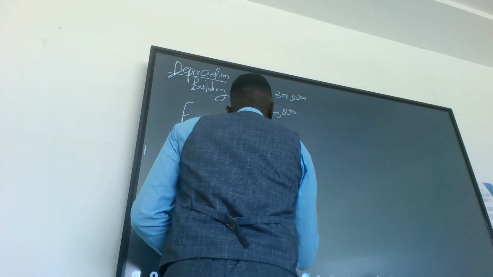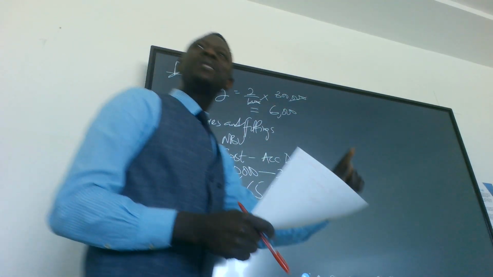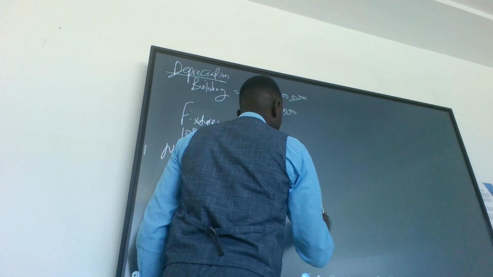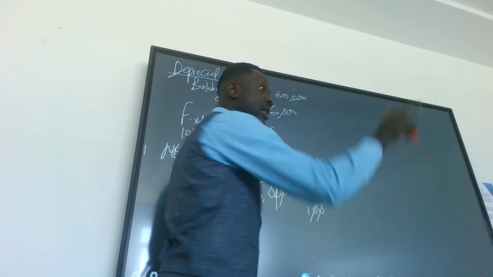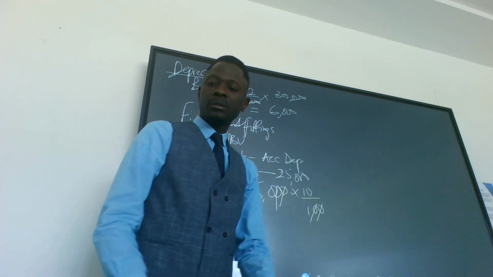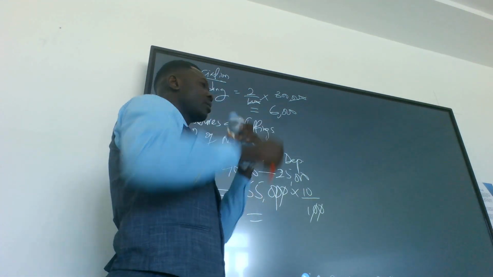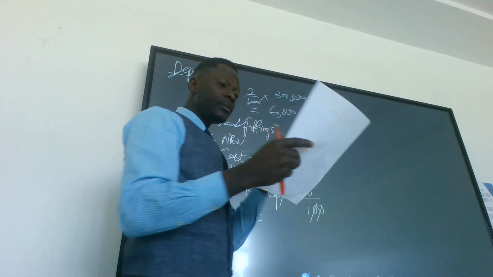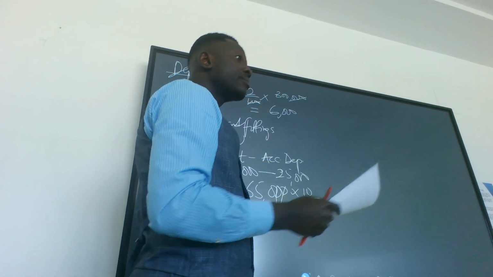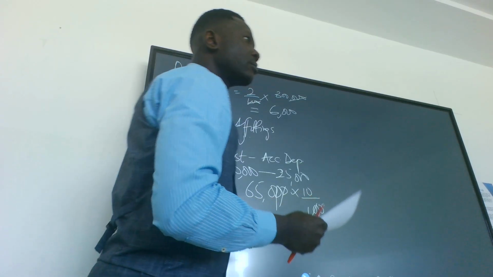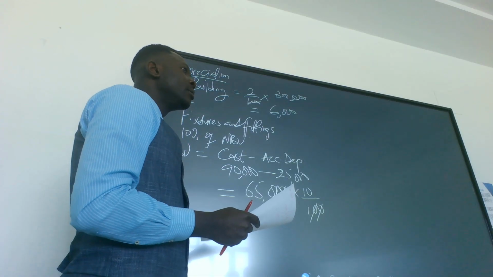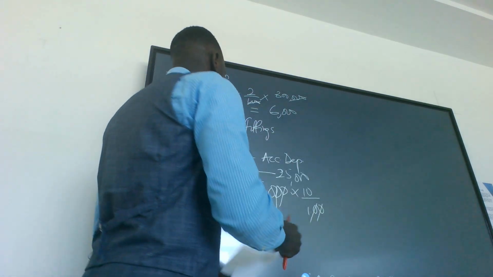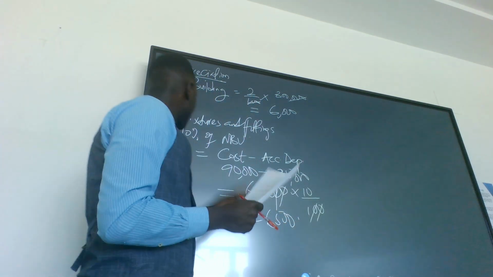65,000. So they said 10% of NBV, which simply means 10% of this, times 10 over 100. 650 times 10 is 6,500. Thank you. Do you get that? Yes. That's fixtures and fittings.